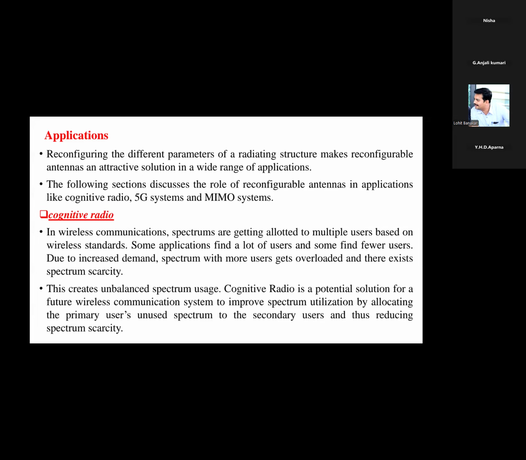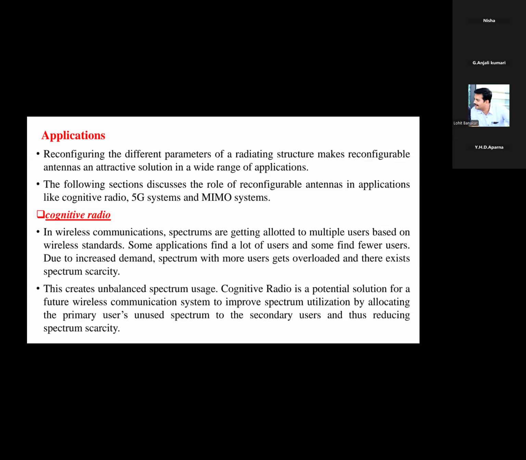Due to the increasing demand, the spectrum with more users gets overloaded and the existing spectrum is scarce. So this creates an unbalanced spectrum usage. Cognitive radio is a potential solution for future wireless communication systems to improve spectrum utilization by allocating unused spectrum of the primary users to the secondary users, thus reducing spectrum wastage.